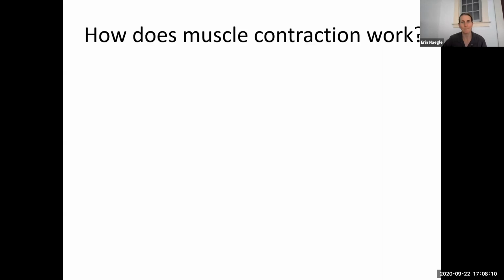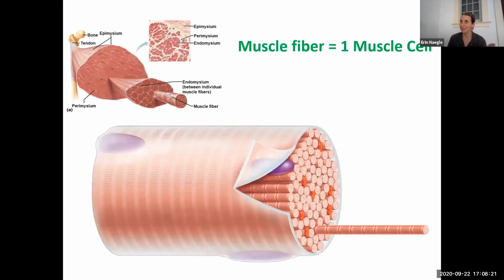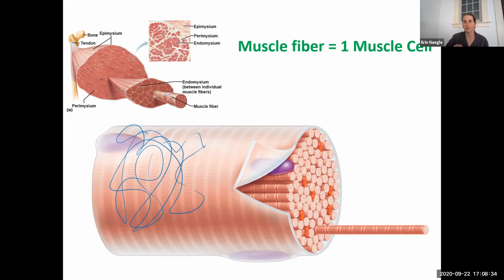All right, so that's kind of the gross anatomy of muscles. Let's talk about cellular anatomy and how this stuff works. You learned muscle fiber is one muscle cell. If we look inside of one muscle cell, remember this is surrounded by, what's it called? The connective tissue around one muscle cell? Endomysium. Anytime you see mys, my, that's muscle stuff. So endomysium, good review.